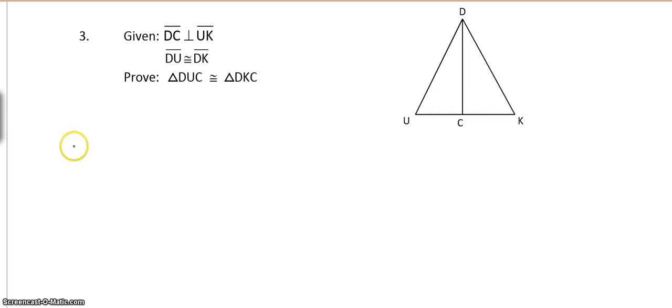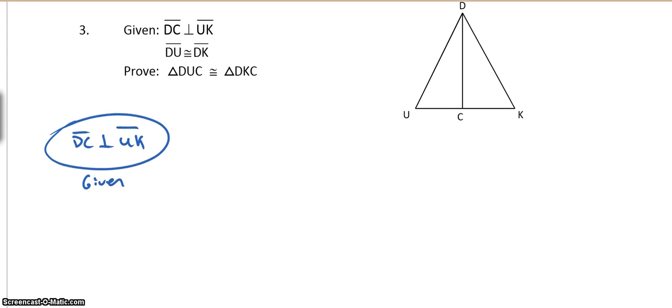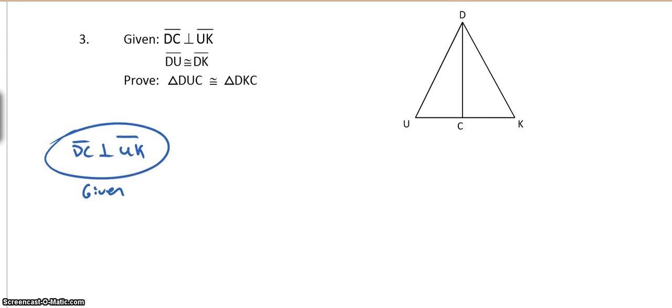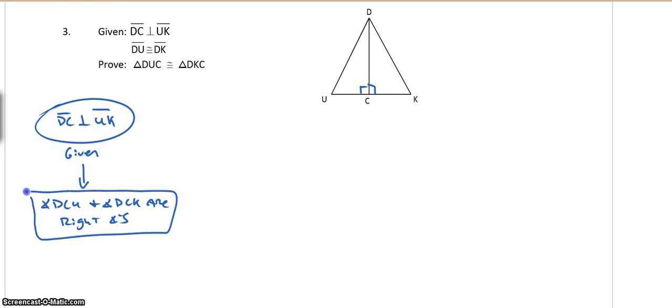We have DC is perpendicular to UK. Now, we know that with a perpendicular given, it typically takes 3 steps to prove something congruent. Alright, so I'm going to zoom out here so we have a little more room. And so what this proves to me is that we have right angles. So we know angle DCU and angle DCK are right angles. And I'm going to put this one in a box.